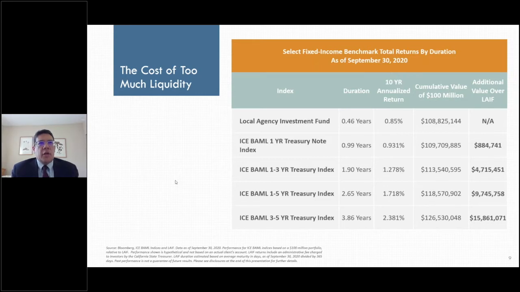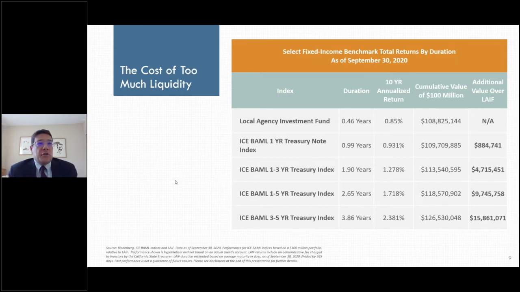And that approach averaged for the last 10 years 85 basis points per year. That's what that means. So per year for the last 10 years, ended September 30th, had you been in LAIF, you would have averaged 85 basis points. This is taking compounding into effect. This is a geometric mean. Had you put $100 million in it, it would have grown to $108.8 million, and that's a pretty good return.